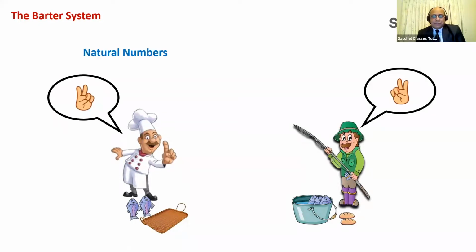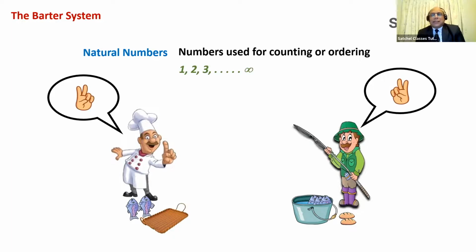So these numbers came to be known as natural numbers because they came naturally to all of us. Basically, natural numbers are all the counting numbers, numbers used for counting or ordering. And the examples of natural numbers are very easy to understand. 1, 2, 3, 4, and all the way till infinity. So all of these numbers are called natural numbers.